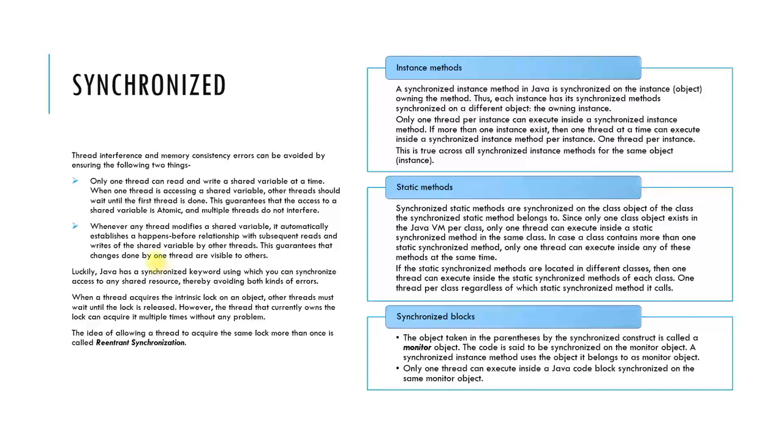Whenever any thread modifies a shared variable, it automatically establishes a happens-before relationship with subsequent reads and writes of the shared variables by other threads. This guarantees that changes done by one thread are visible to others. Luckily, Java has the synchronized keyword, using which we can synchronize access to shared variables, thereby avoiding both kinds of errors. When a thread acquires an intrinsic lock on an object, all other threads must wait until the lock is released. However, the thread that currently owns the lock can acquire it multiple times without any problem. This idea of allowing a thread to acquire the same lock more than once is called reentrant synchronization.